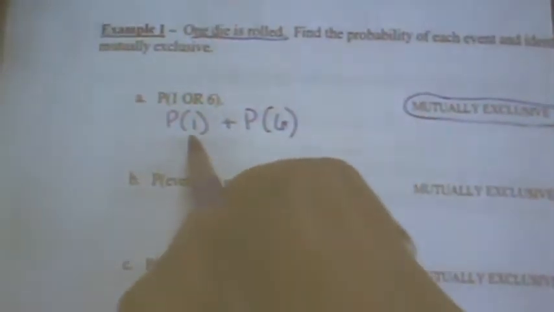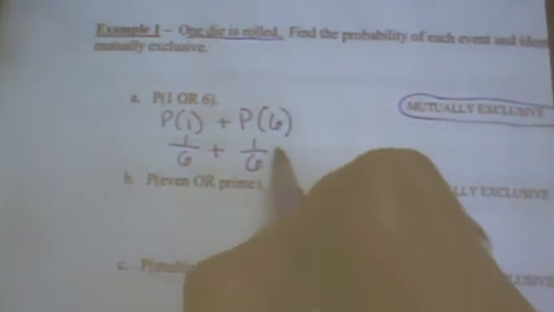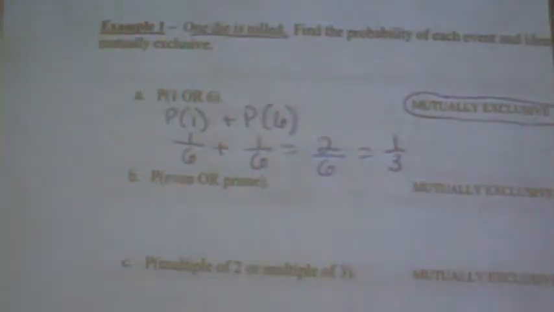How many 1s are there on a die? 1. And how many 6s are there? So what's 1/6 plus 1/6? 2/6, or you have a 1 out of 3 chance. Okay, next one.